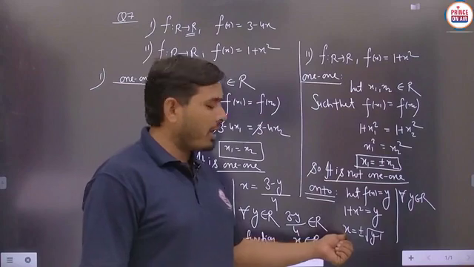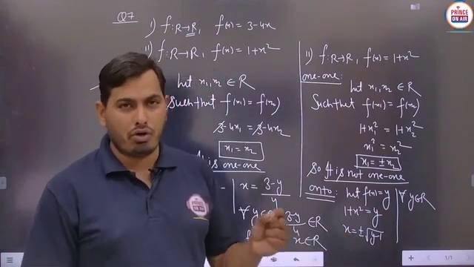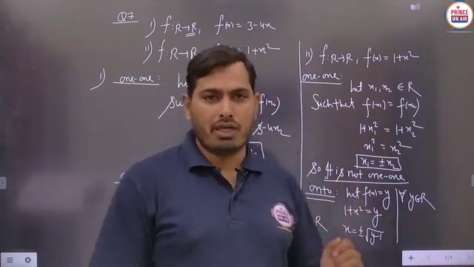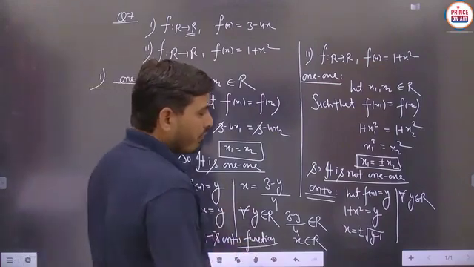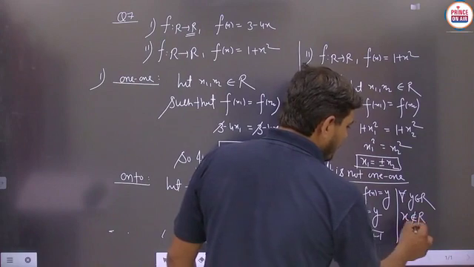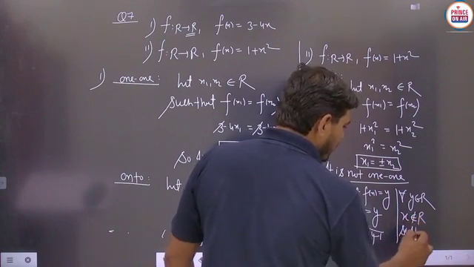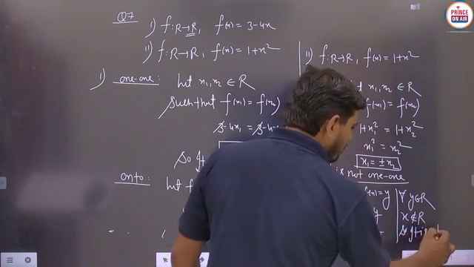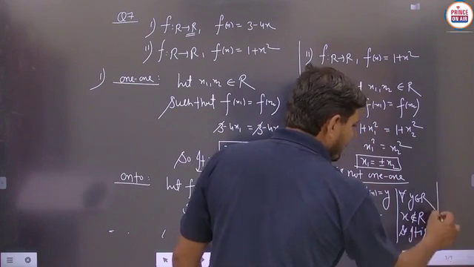And here student, according to the question, the x should belong to the domain, and the domain of this function is given as real numbers. So you can say that for all y belongs to R, x does not belong to R, so it is not an onto function. And you can just give an example.